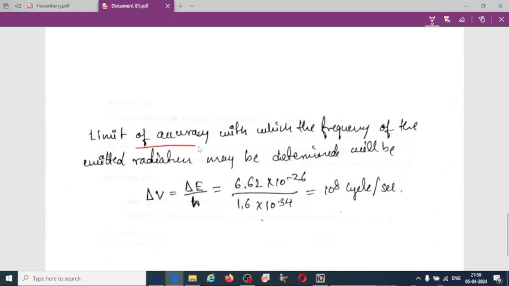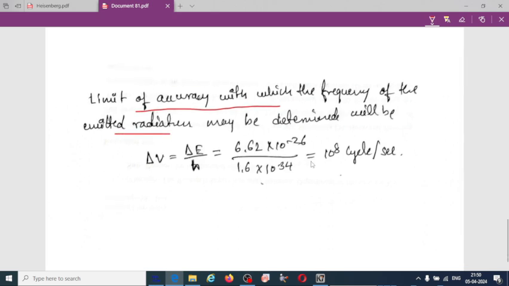So here, the limit of the accuracy with which the frequency of the emitted radiation may be determined: delta nu is equal to what? Change in frequency is delta E by h, because E is equal to h nu. So put the value of h here and delta E, you will get the change in accuracy of the frequency, 10 to the power 8 cycles per second.